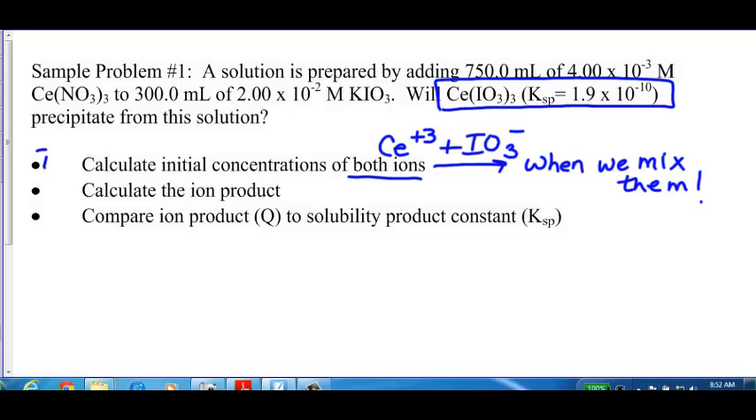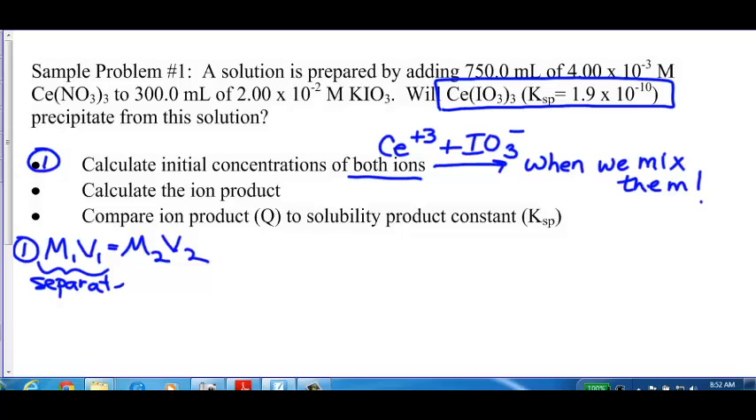So I'm going to call this step 1. The easiest way to do it is to do an M1V1 equals M2V2, where your 1s are when it's separate, by itself, and then the 2s are when mixed. And we'll need to do this for both ions. So the first ion is Ce, we'll do that one first.